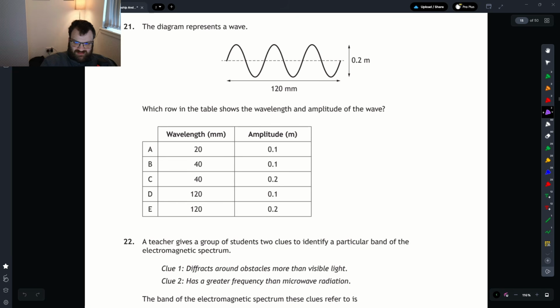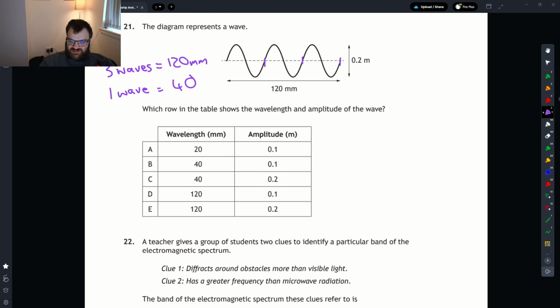Wavelength is the length of one wave, funnily enough. Chop, chop, chop. There are 3 waves. So 3 waves in 120 millimeters. So one wave would be a third of that, which is going to give you 40. And then the amplitude is half the height. So from the center up to the top, well, the height is 0.2. So the amplitude is 0.1. 40 and 0.1 gives us B for an answer there.